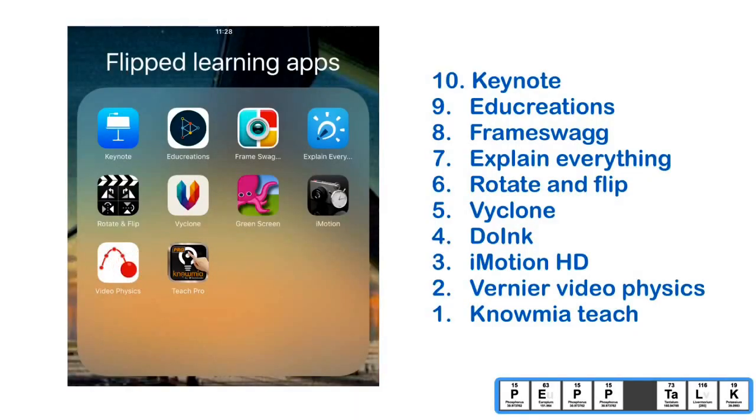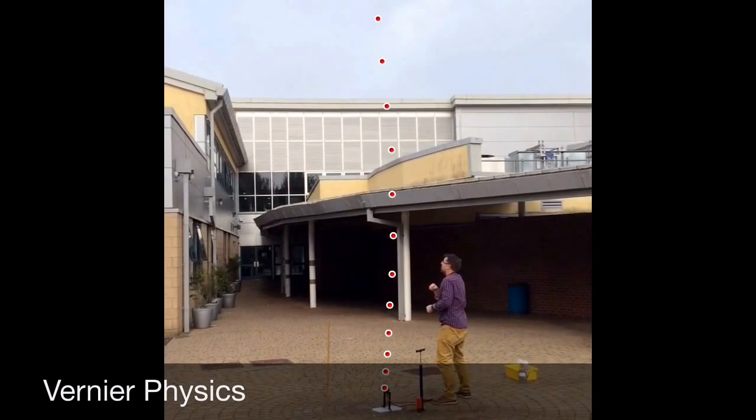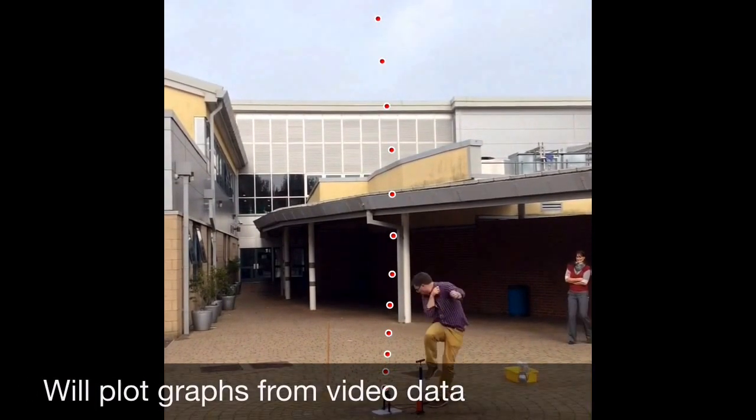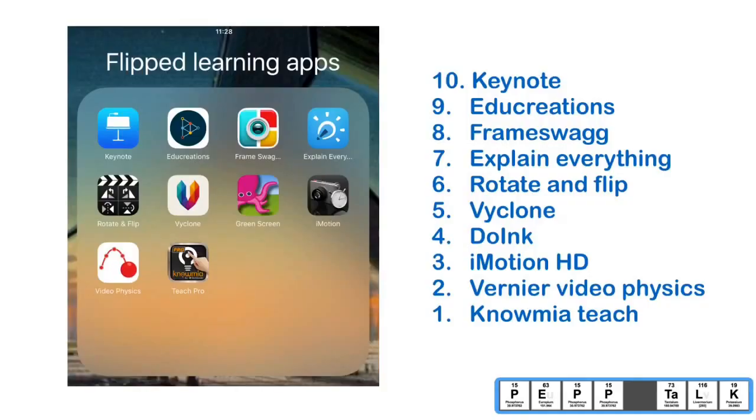Number 2 is Vernier Video Physics, and this enables you to record experiments and actually plot data from the video. It'll actually plot a graph if you give it some data points from a video like I've done here. And at number 1 is Nomia Teach, the interactive whiteboard app that I'm actually using to produce this video.